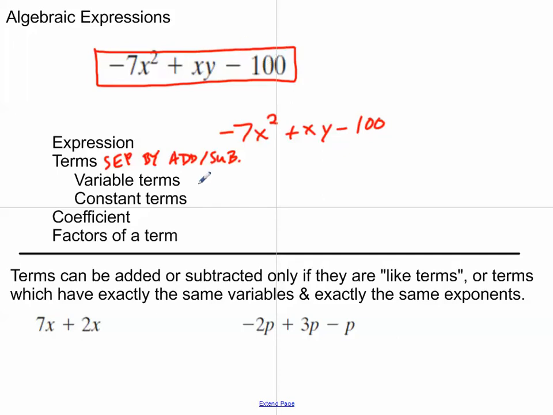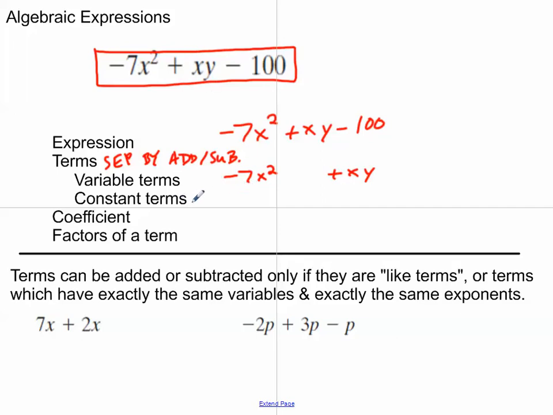Some of these are variable terms, some are constant terms. A variable term has variables inside of it. So what are the variable terms? Negative 7x squared, and you'll notice that the sign comes along with it. The term is separated by addition. So here's the addition. This is the end of the term. So the first term, negative 7x squared. Another variable term would be plus xy, or just simply xy. So those are two variable terms. One term is up here, one term is up here. Terms are separated by addition and subtraction.